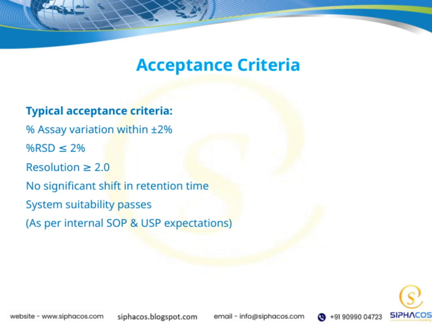This tells us that our peaks are well separated, making the results more reliable. We also check for no significant shift in retention time, meaning our method remains stable over time without drifting. Finally, our system suitability tests must pass, according to both our internal standard operating procedures and USP expectations. These criteria collectively help us confirm our method is robust, reliable, and ready for routine use. Remember, these standards are key to ensuring the quality and consistency of our analytical results, which is fundamental to our overall quality assurance process.